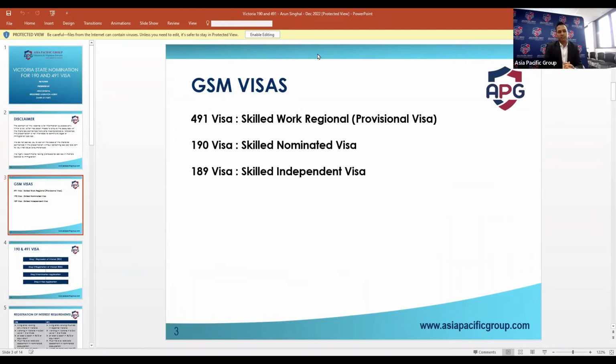In the general skilled migration visas, which are based on your skills, there are three visas. One is the independent visa, and the other two are state nominated ones. The 190 is a state nominated visa which has a direct PR. The other one, 491, is a regional skilled work visa. It's still a nomination from the state, but it's for regional Victoria.